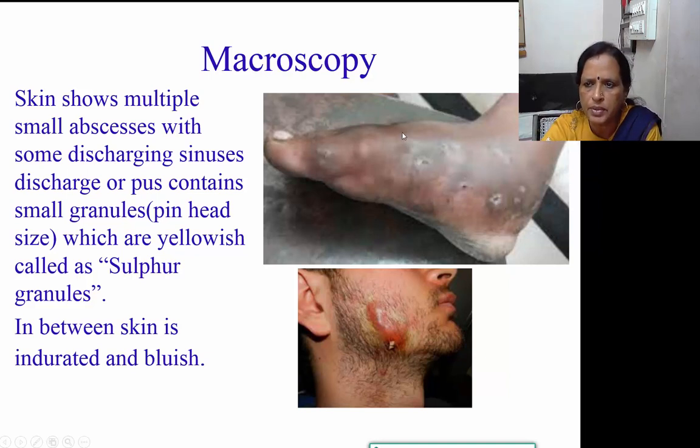And what's happened to the in between skin? So there is a lot of edema here, and when we feel this, we know it is quite firm. That means the skin is indurated, and here it is bluish.